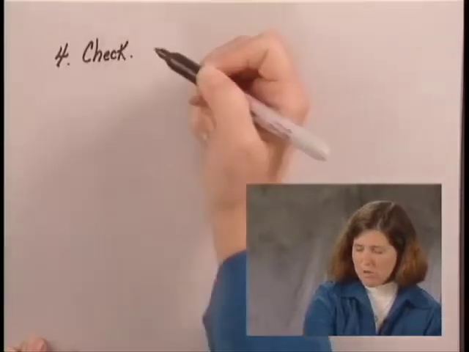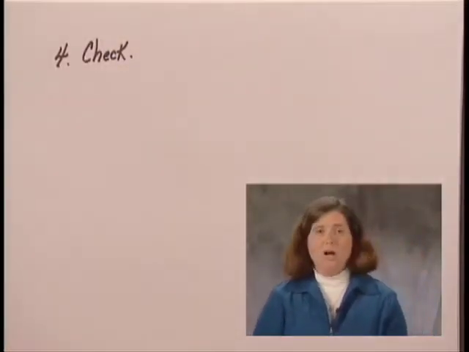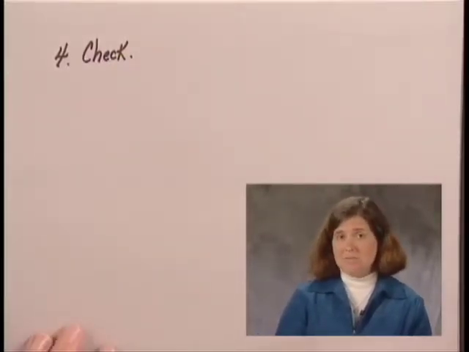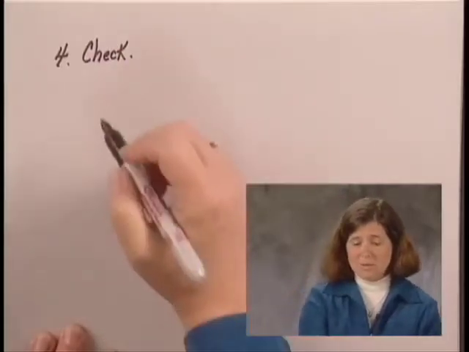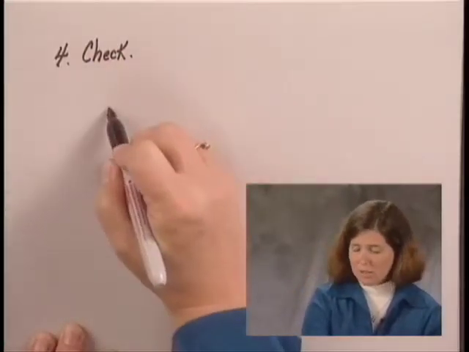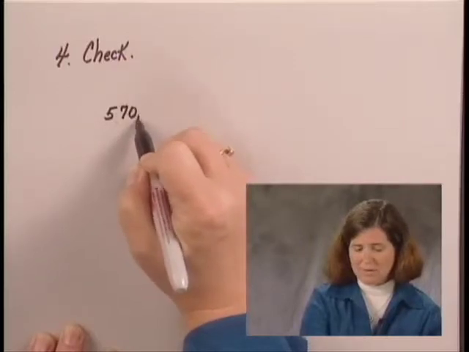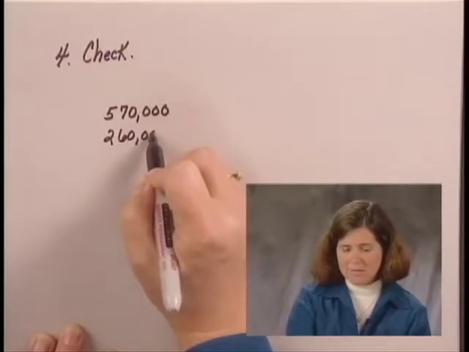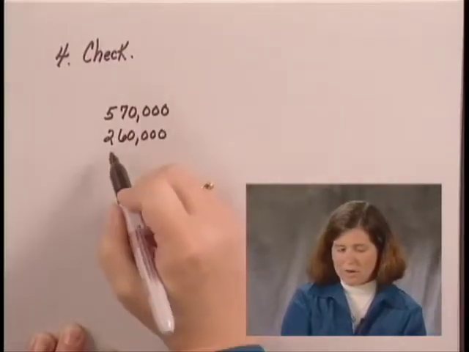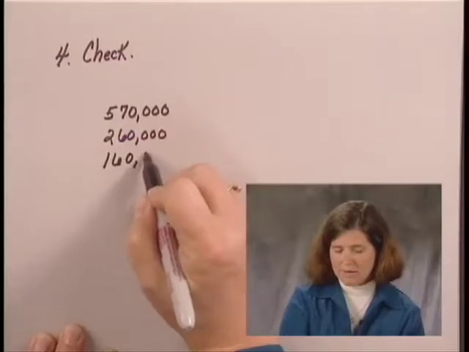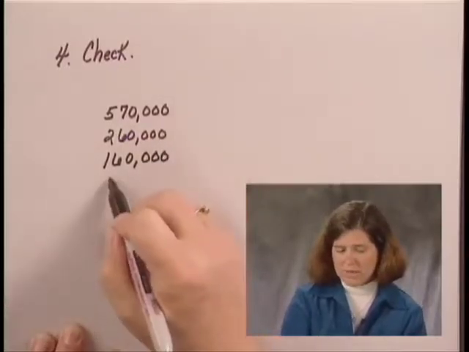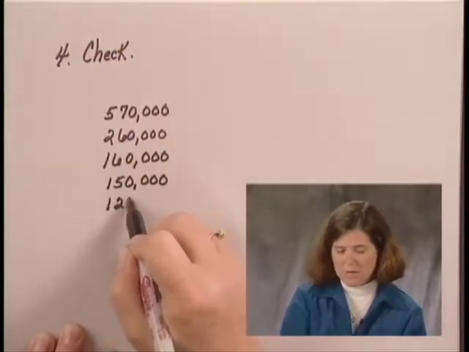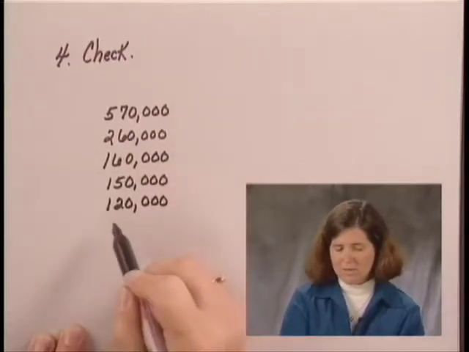To check our answer, we could repeat the calculation. We could also estimate by rounding. Now, if we rounded the values of the areas of the states, we would round the largest area to about 570,000. And the next one we could round to 260,000. We could round the area of the third state to 160,000. The fourth state to 150,000. And the fifth state to 120,000. I'm rounding to the nearest 10,000.